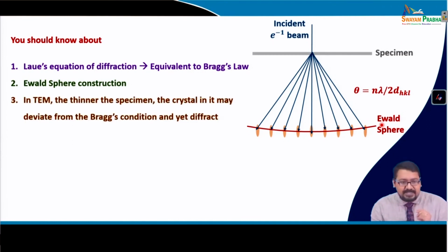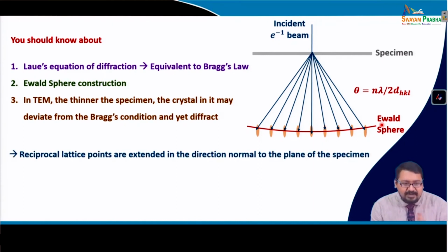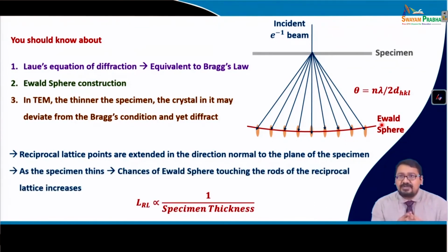get the diffraction. And you see, while doing transmission electron microscopy, if the specimen is made thinner and thinner, the crystal in it may deviate from the Bragg condition and it will yet diffract. And why is it so? Because as it is becoming thinner and thinner, the reciprocal points or the reciprocal poles of those HKL planes get extended in the direction normal to the plane of the specimen, or along the direction parallel to the electron beam, and then they are more likely to get intersected by the Ewald sphere.